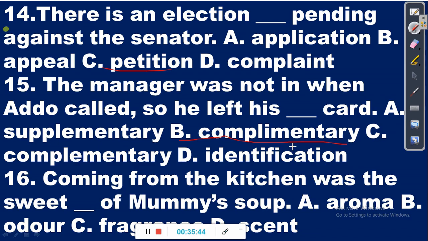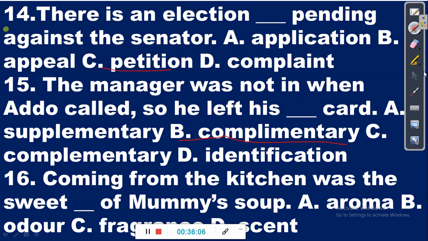But the complimentary card is the one that you print in a large number of copies, and you give it as a kind of something that will show people the kind of thing you do. So that is the appropriate word in this context. Then let's now move on to question 16.